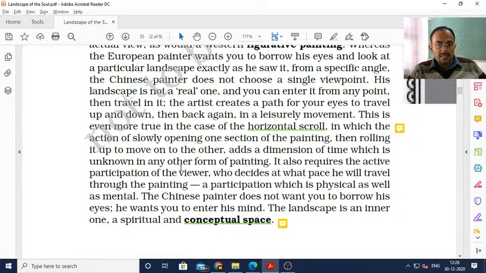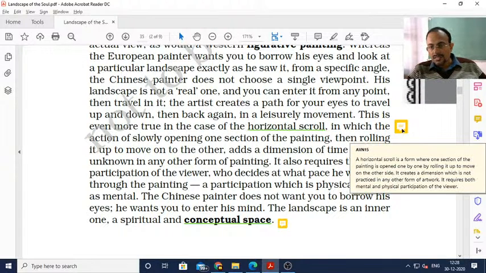It also requires the active participation of the viewer, who decides at what pace he will travel through the painting. A participation which is physical as well as mental. Yes, timeline is there, horizontal, with the help of horizontal scroll. What is this? Let us find out.